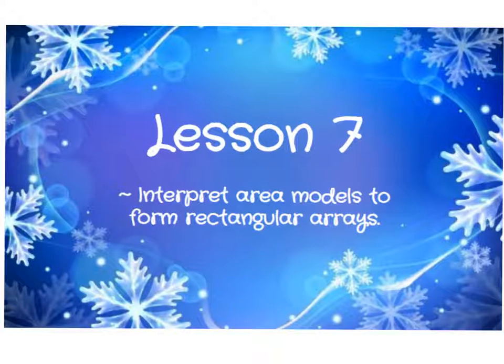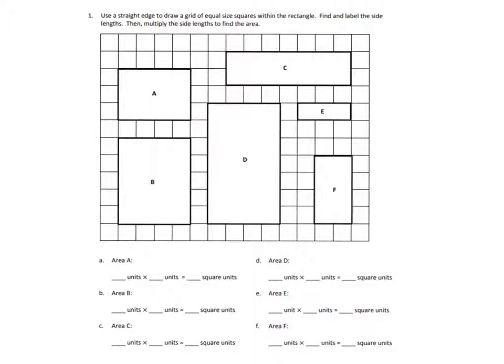For Lesson 7, we are going to interpret area models to form rectangular arrays. Let's take a look at number 1. It says to use a straight edge to draw a grid of equal size squares within the rectangle. Find and label the side lengths, then multiply the side lengths to find the area. So let's go ahead and do that.